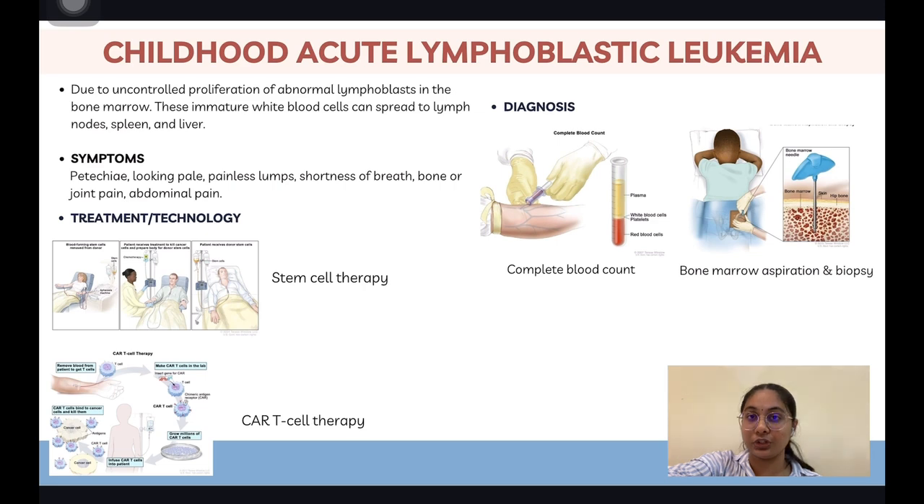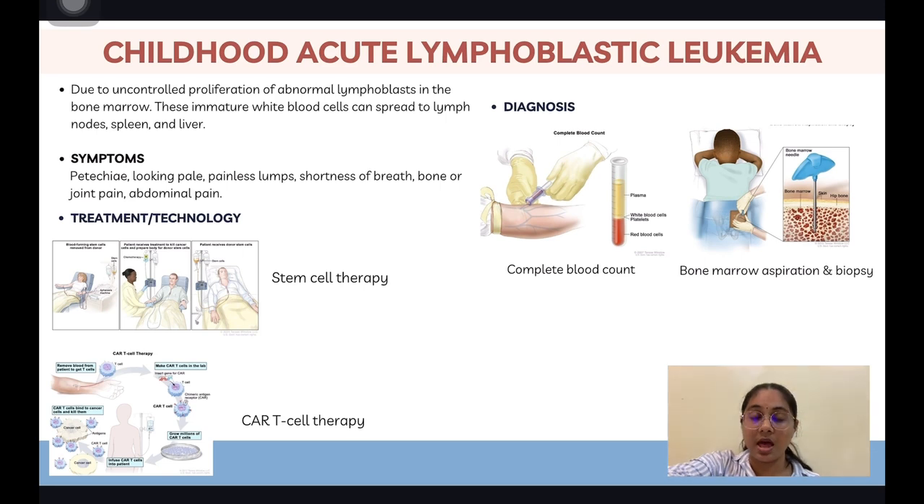This is due to uncontrolled proliferation of abnormal lymphoblasts in the bone marrow. These immature white blood cells can spread to lymph nodes, spleen, and liver. These are the few examples of symptoms: looking pale, painless lumps, shortness of breath, bone or joint pain, or abdominal pain. How do we diagnose this disease in a child?